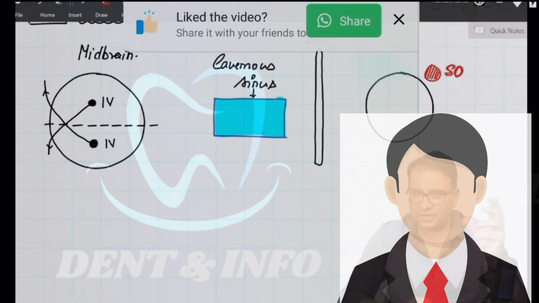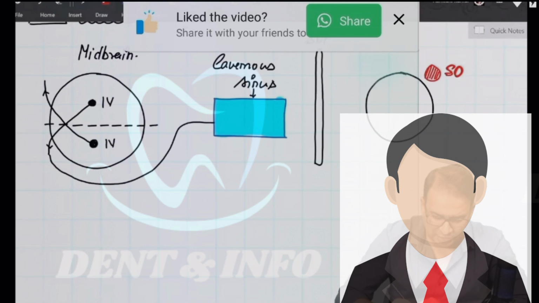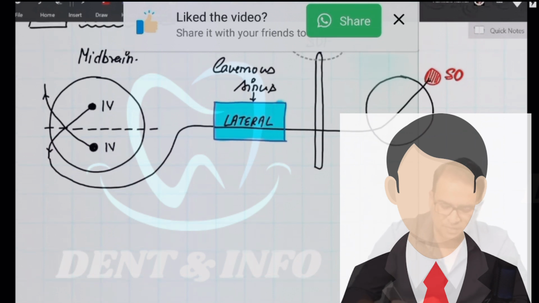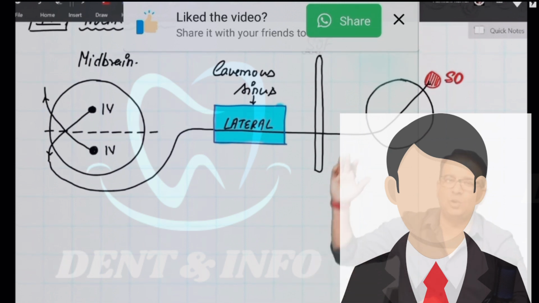And after decussating, if I just focus on one side nerve only, this will wind around the entire midbrain, and then the rest of the story is exactly the same. It is also running in which wall of the cavernous sinus? In the lateral wall of the cavernous sinus. It is also going through which fissure? Superior orbital fissure.